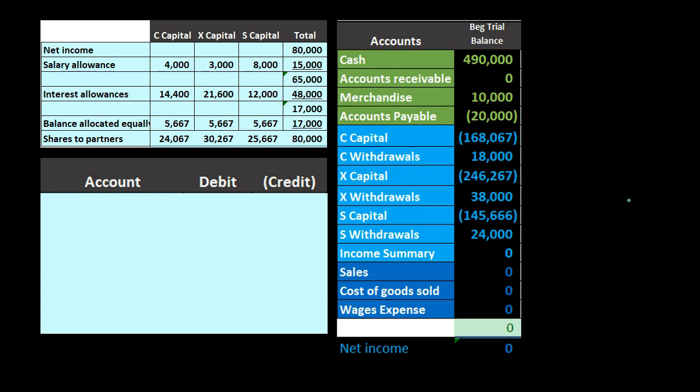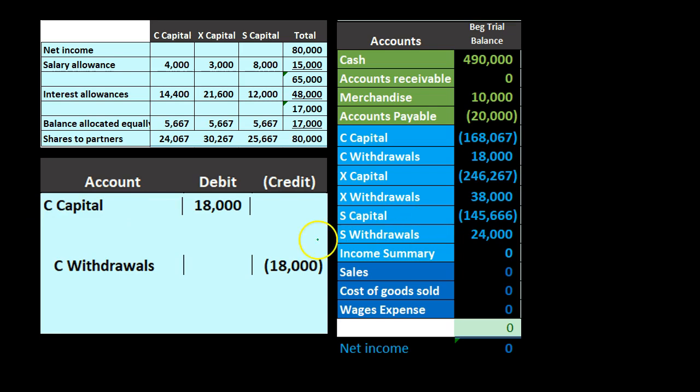So now we're going to do that component. We're going to close out the withdrawals. To do that, we're going to say C's withdrawals, 18,000. That's a debit balance. We need it to go to 0. These are temporary accounts. This is similar to any closing process, except for now we have multiple draws. If it was a corporation, we'd have dividends as a similar type of account. For a sole proprietor, we would just have one draws account, one withdrawals account.